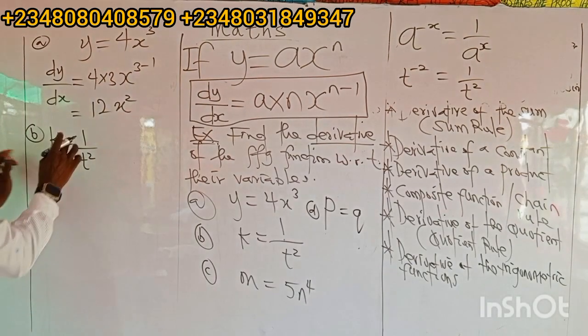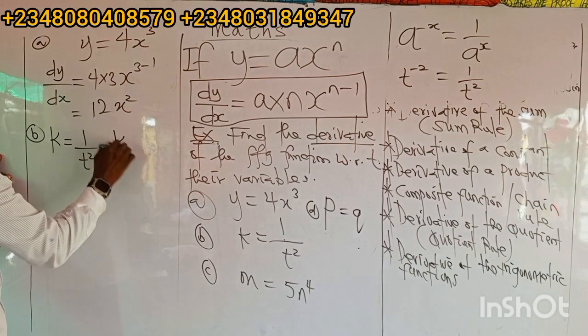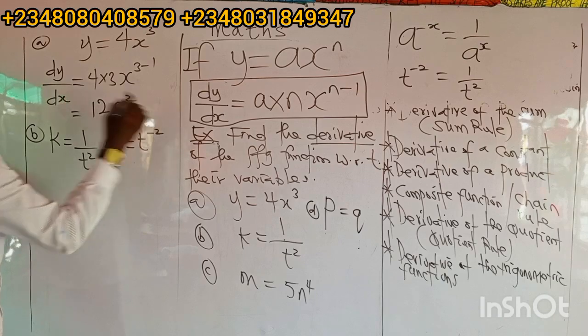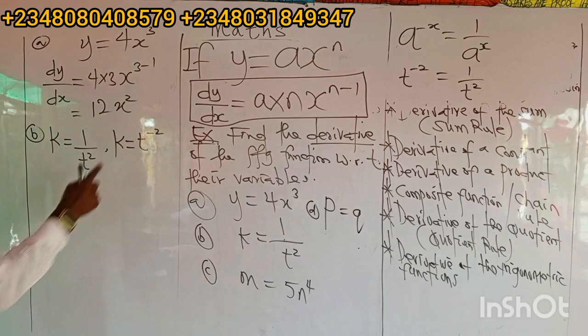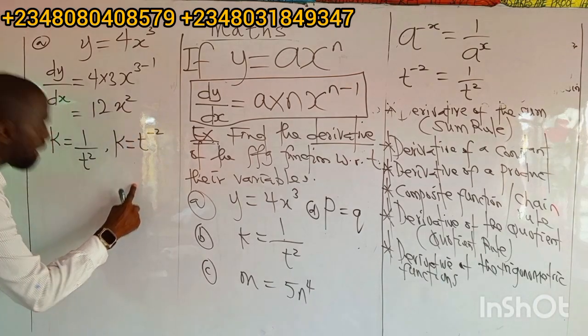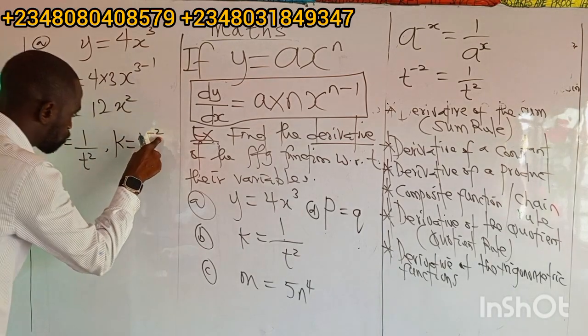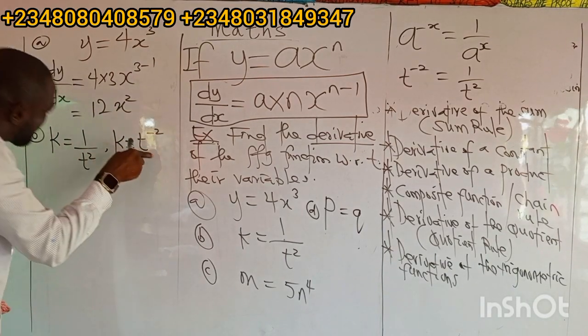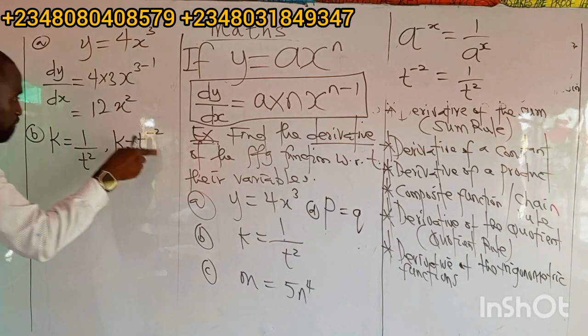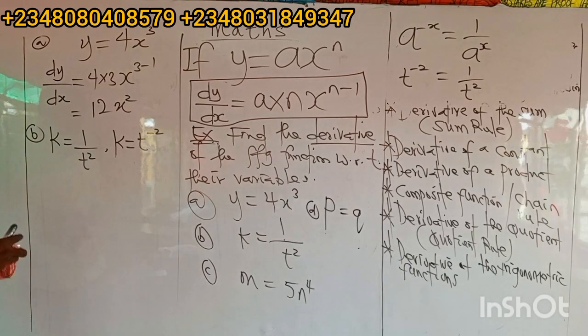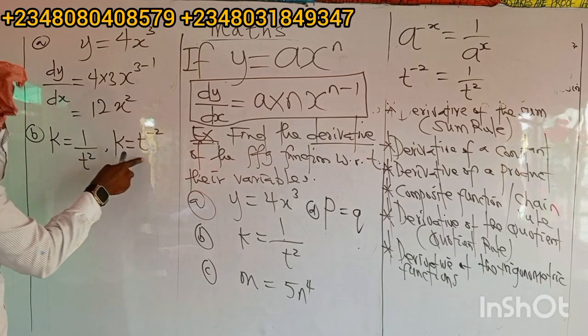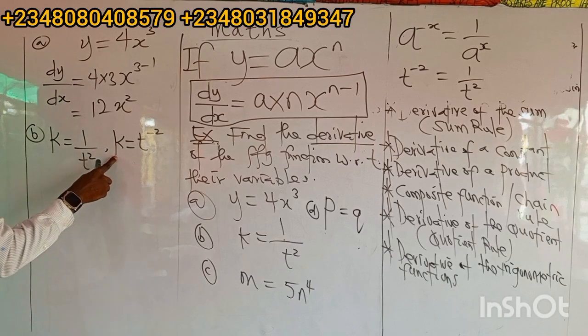So this is the same as saying k equals t raised to power minus 2. Fine. I now have the coefficient, which is 1, and I have the power, which is minus 2. k is a function of t. So what are we looking for here? We are looking for dk/dt, because k is a function of t.